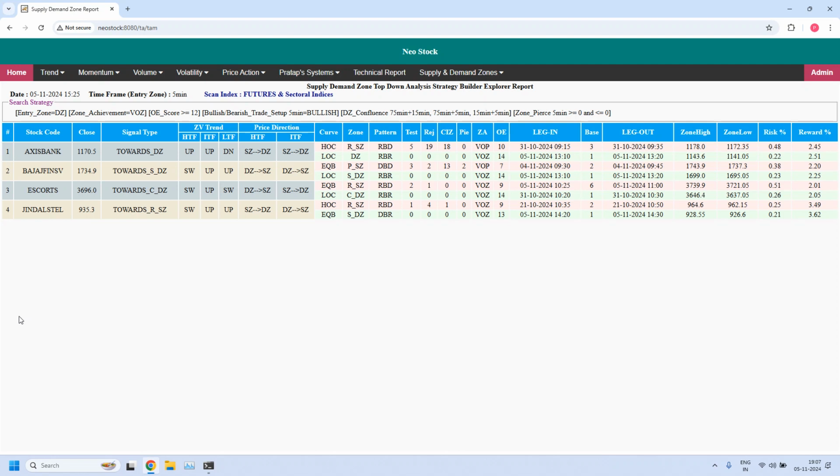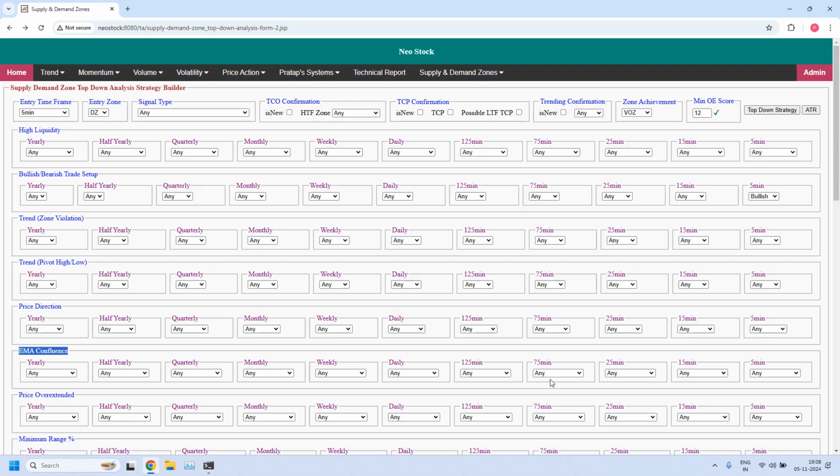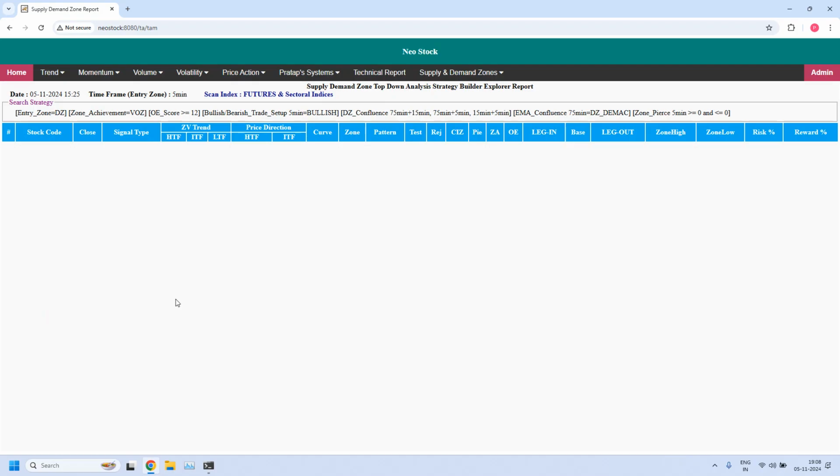In these 4 stocks, 5 minutes demand zone is part of the 15 minutes demand zone. Both together again are part of the 75 minutes demand zone. And for the 75 minutes demand zone, that is HTF, only one stock has an uptrend. If this 75 minutes demand zone has a daily EMA confluence, it could be an even more high probability setup. The remaining do not give any extra advantage because the trend is sideways. Let's verify. In the EMA confluence, 75 minutes time frame, 75 minutes demand zone with daily EMA confluence, we did not get the EMA confluence.